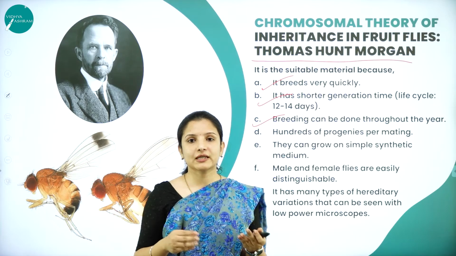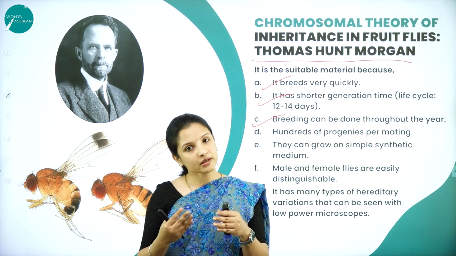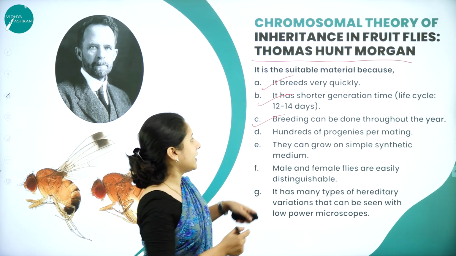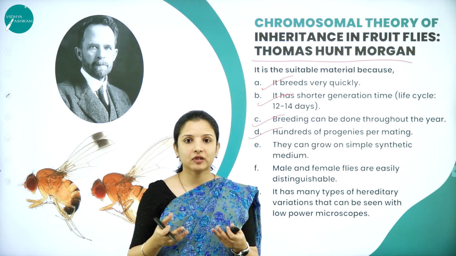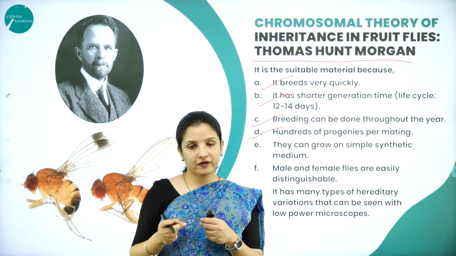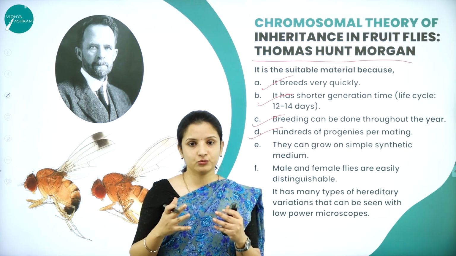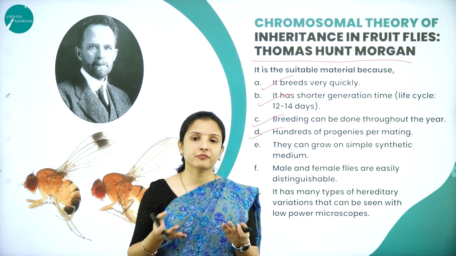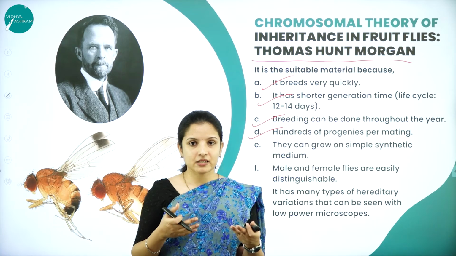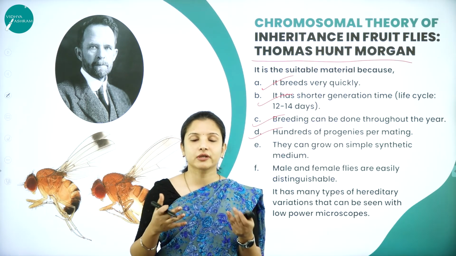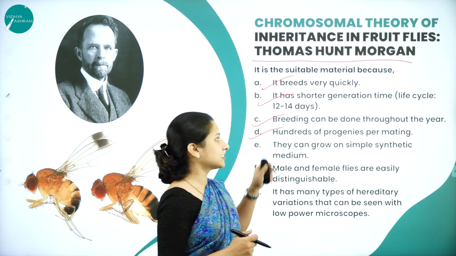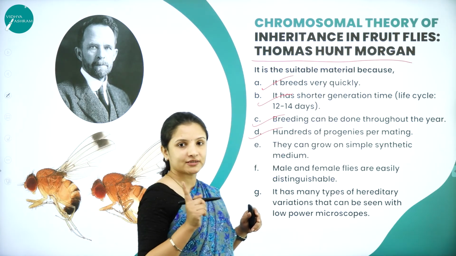That is not the same in the case of Drosophila. Within 12 to 14 days, again a new set of flies you can have. That is the reason. And also hundreds of progenies will develop just by mating one male and female fly. Hundreds of progenies you will get. And imagine if hundreds of male and female flies have mated and laid their eggs, then how many progenies, lakhs of progenies we will get. So that is why he chose Drosophila for his experiment.